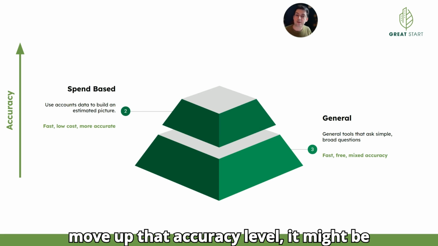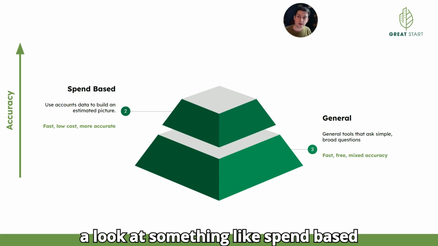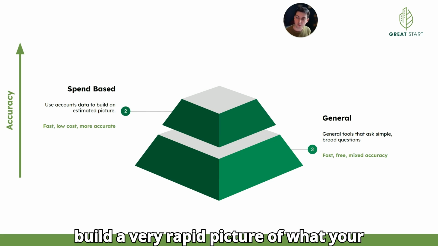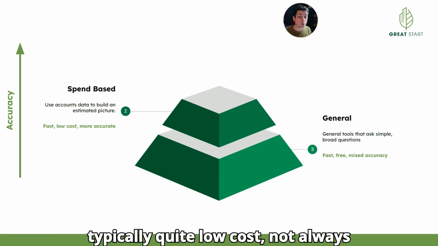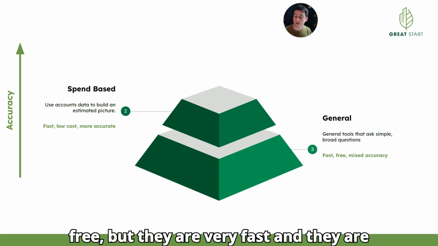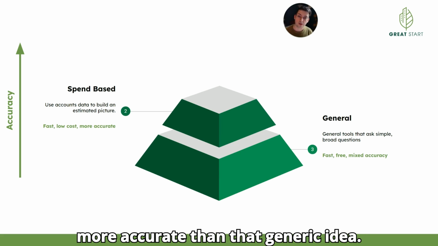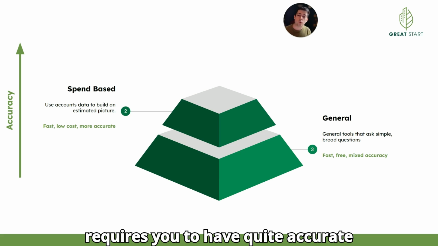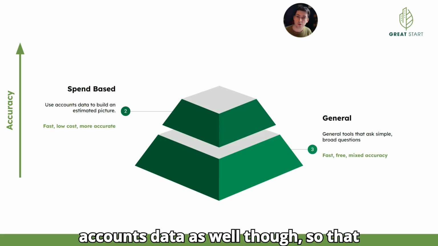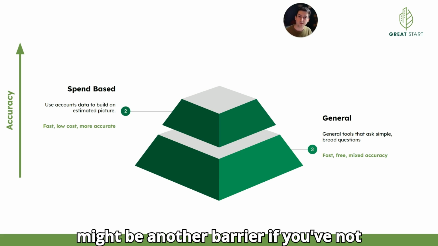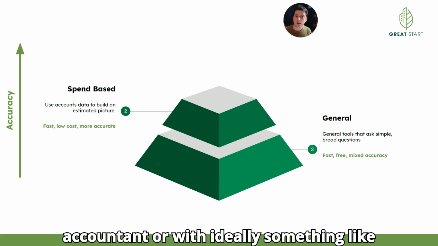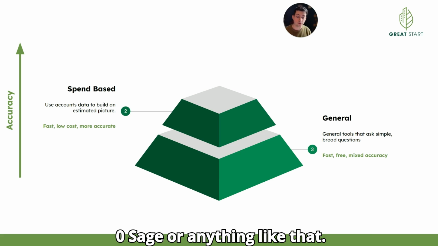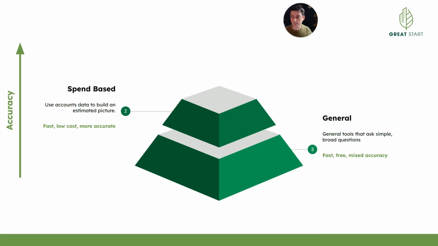As we move up that accuracy level, we might look at something like spend-based, where we take your accounts data to build a very rapid picture of what your footprint will look like. They are typically quite low cost, not always free, but they are very fast and more accurate than that generic idea. The key thing is that it requires quite accurate accounts data, so that might be another barrier if you've not been working with an accountant, or ideally with a cloud-based accounts package such as Xero, Sage, or anything like that.